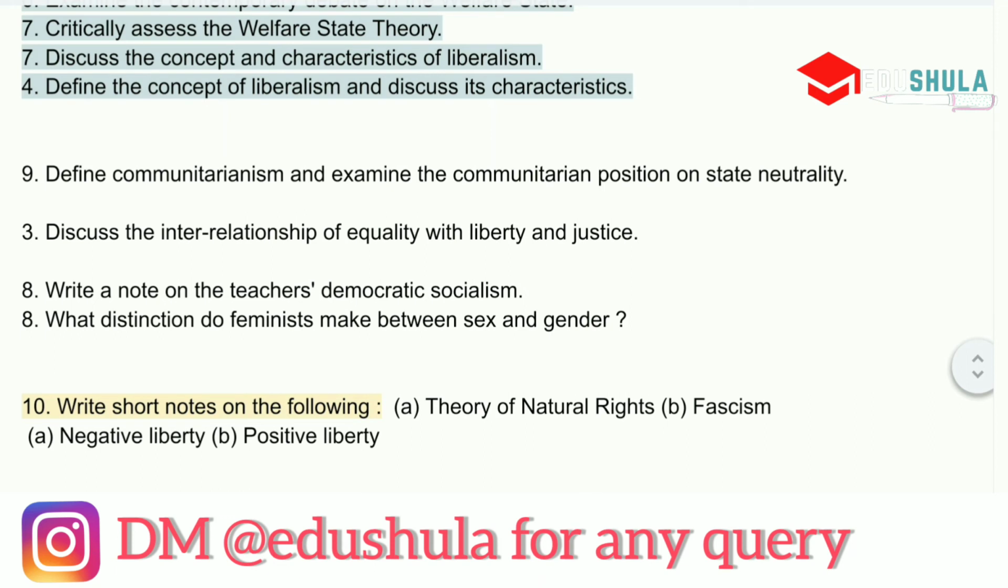Define communitarianism and examine the communitarian position on state neutrality. Discuss the interrelationship of equality with liberty and justice. Write a note on democratic socialism. What distinction do feminists make between sex and gender? Write short notes on the following: theory of natural rights, fascism, negative liberty, positive liberty.